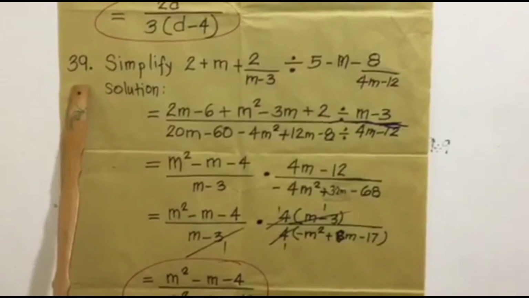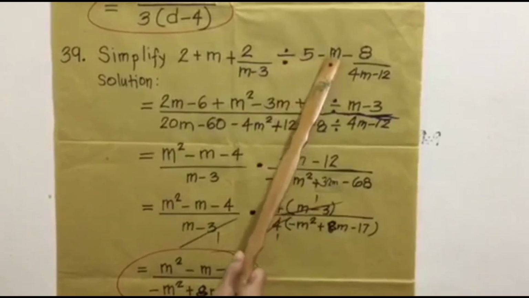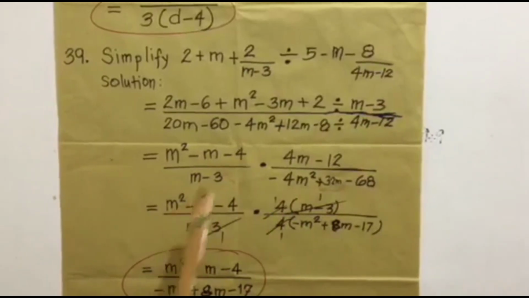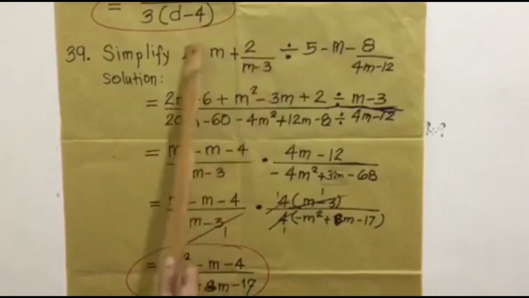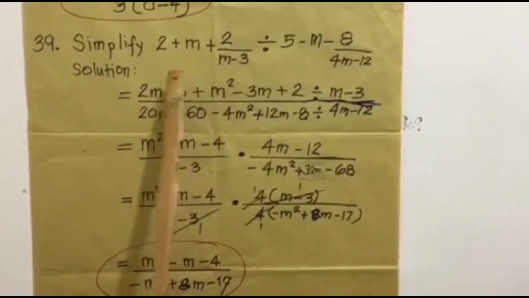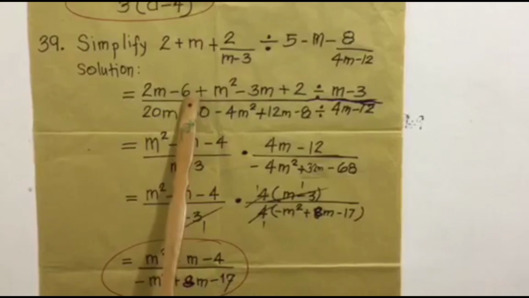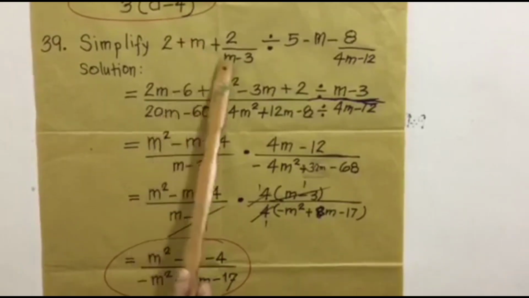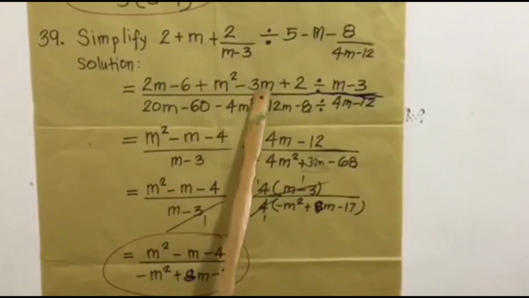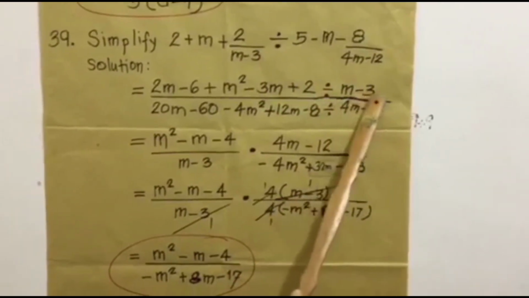Okay guys, we are now in number 39. Simplify 2 plus (m plus 2) over (m minus 3) divided by 5 minus (m minus 8) over (4m minus 12). So the first thing we do, we have to make this into one rational expression. So we have to multiply. 2 times m equals 2m, 2 times negative 3 equals negative 6, m times m equals m squared, positive m times negative 3 equals negative 3m, then copy 2. Then m minus 3 divided by m minus 3.